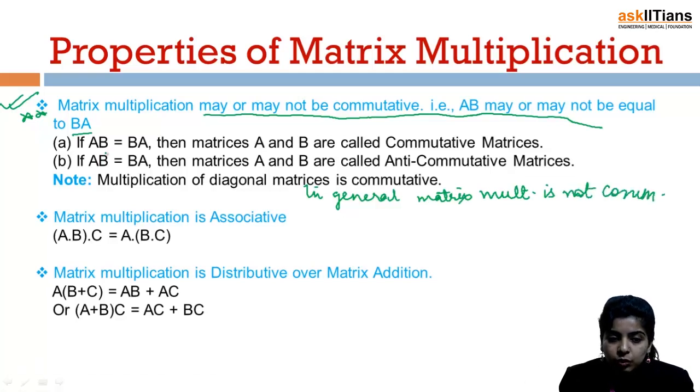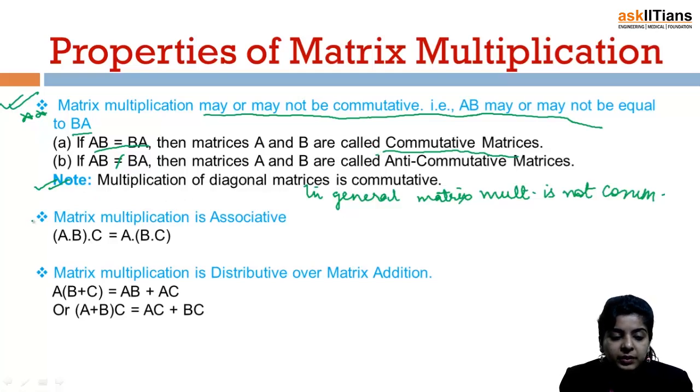If AB is equal to BA, then matrices A and B are called commutative matrices. In case you get the matrix AB equal to the matrix BA, then they would be called commutative matrices. And if AB is not equal to BA, then the matrices A and B are called anti-commutative matrices. Multiplication of diagonal matrices is commutative. This is true always. Multiplication of diagonal matrices is always commutative.